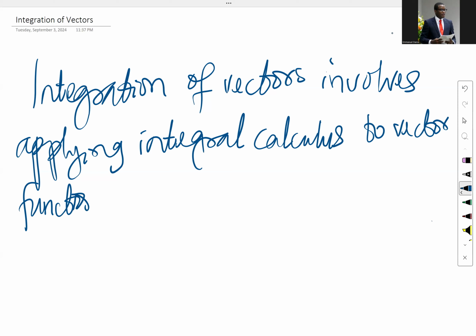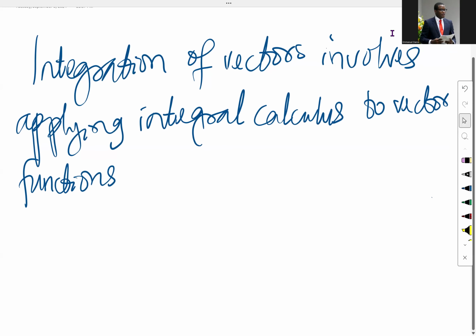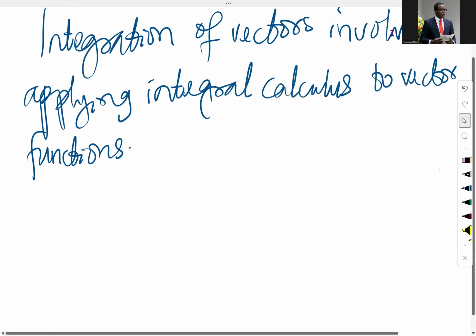Of course, if you're new to integration, you can check my playlist on basic calculus. I think from lesson 13 or 14, I started talking about integration. Okay, so integration of vectors involves applying integral calculus to vector functions, basically.